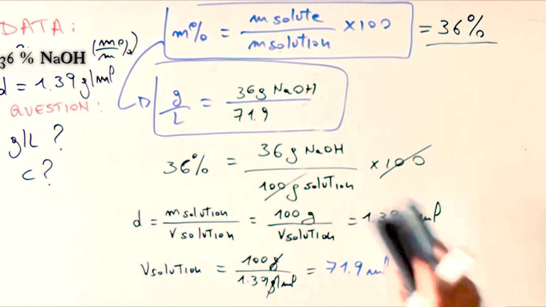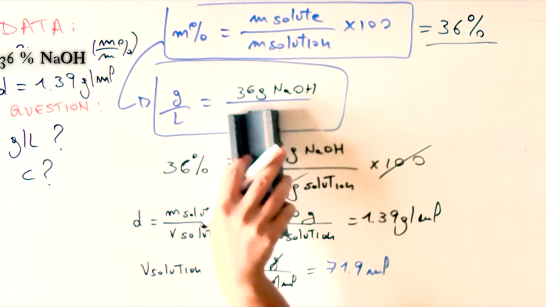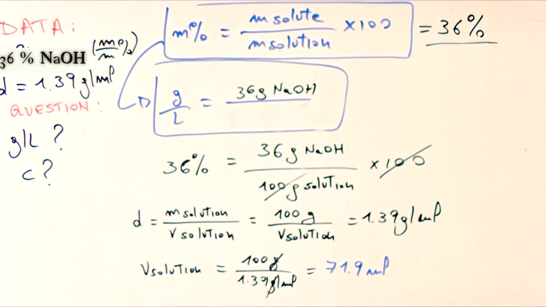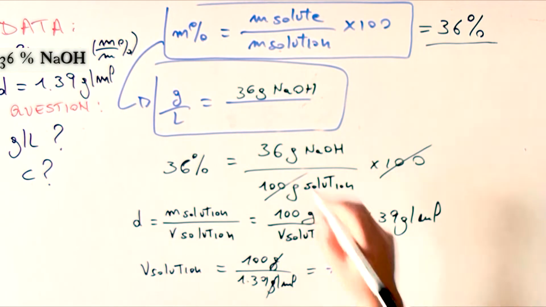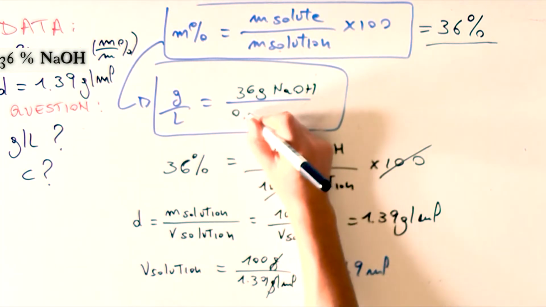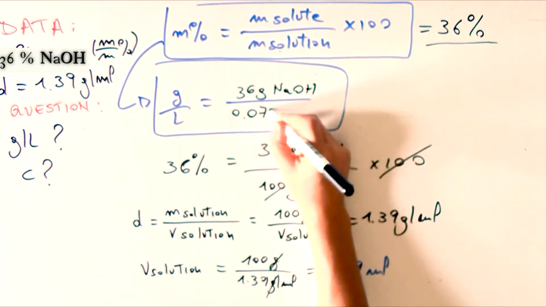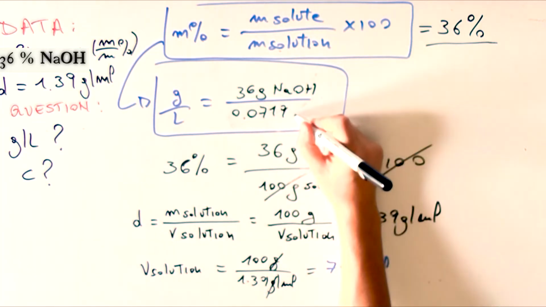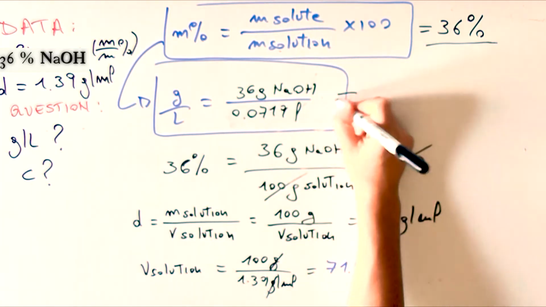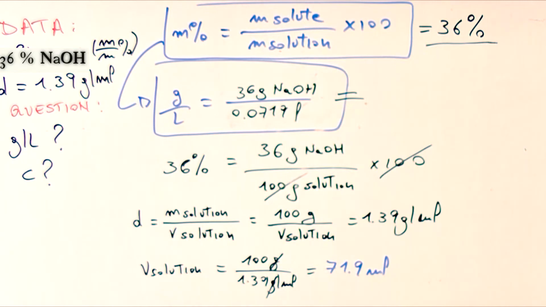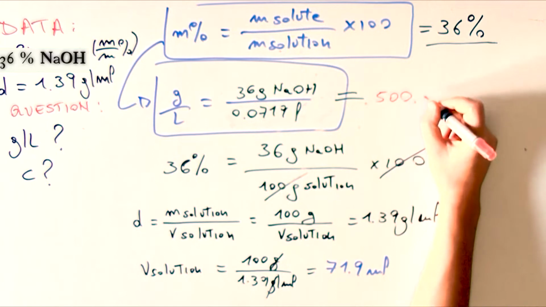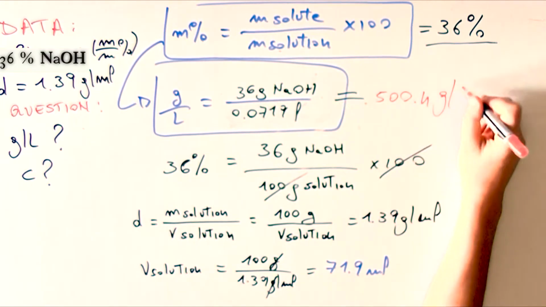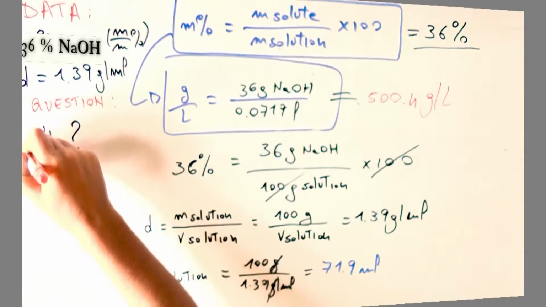Of course, all the time you have to remind the unit of measurement. Here is liter, okay? So we have to convert this in liter. So it's 0.0719 liters. And you will have the answer to this problem, which is about 100.4 grams over liter. We got this.